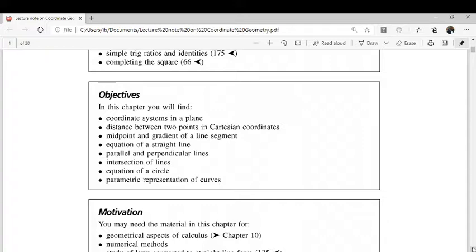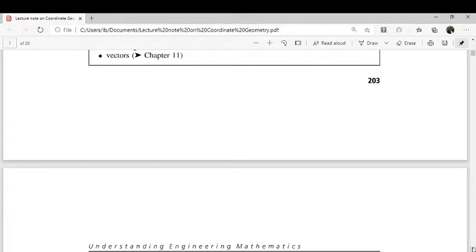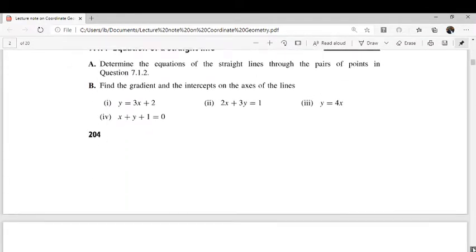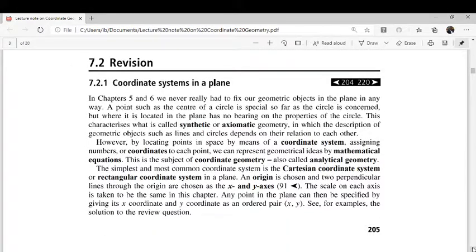It's a coordinate system in a plane. When you have a plane, I mean a Cartesian plane, you also want to know the distance between two points in a Cartesian coordinate. You want to know how to get the midpoint, the gradient of a line segment, the equation of a straight line, parallel and perpendicular lines, intersection of lines, and I will talk briefly on the equation of a circle. These are just things you can practice yourself in summary, so I will not bother to explain that.